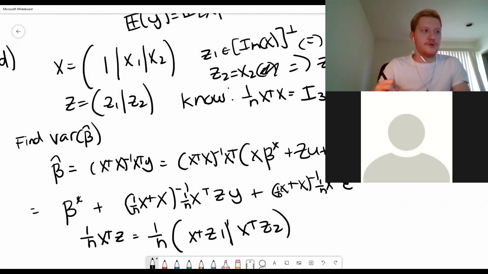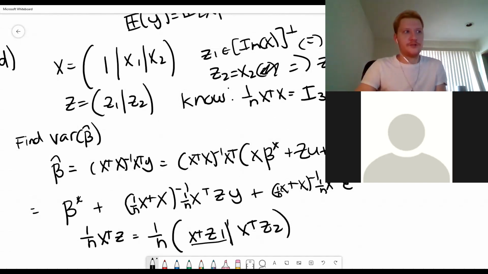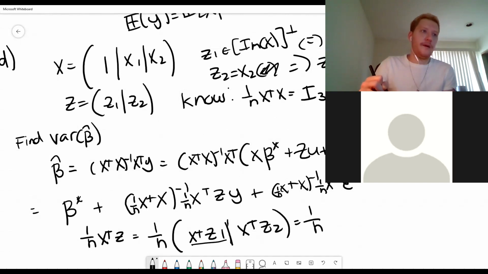So what does that mean? What is this equal to then? If Z1 is in the kernel of X transpose, what's X transpose times Z1? 0. Yeah, so this is 0. So it's actually 0, 0, 0. So let me write that. It's the vector 0. Okay, and then actually let me bring this 1 over n inside.